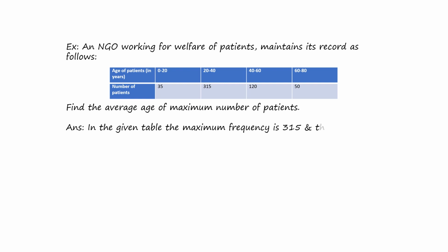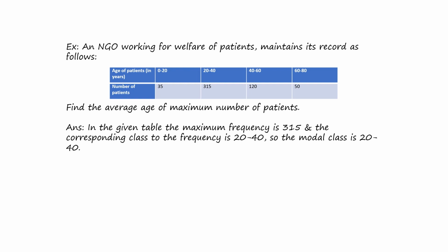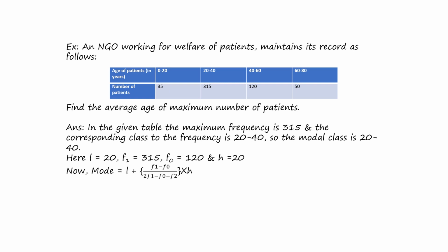In the given table, the maximum frequency is 315 and the corresponding class to the frequency is 20 to 40. So the modal class is 20 to 40. That means we can say L equals 20, F1 equals 315, F0 equals 35, F2 equals 120, and H equals 20. Now putting in the values, we know mode equals L plus (F1 minus F0) whole divided by (2F1 minus F0 minus F2) whole into H.